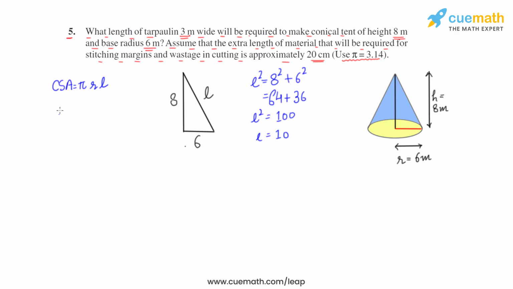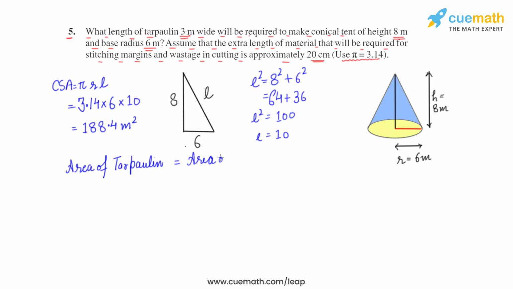Now let's put the values in the curved surface area formula. So pi we have to take 3.14, into radius 6, into slant height 10. So this comes out to be 188.4 square meters. So this is the curved surface area of the cone. Now the area of tarpaulin should be equal to the area of the tent, that is, the curved surface area of the tent.